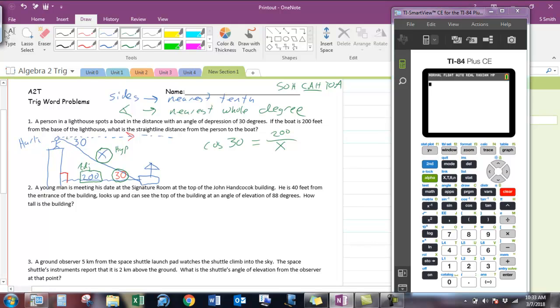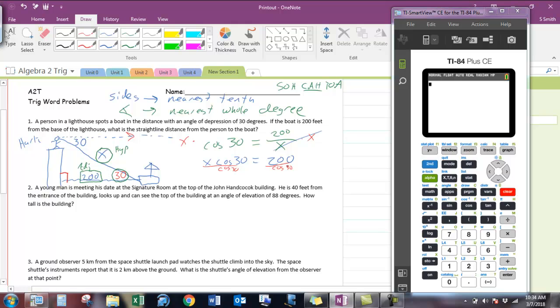So that's our setup. Draw a figure, come up with your setup, and now it's just a solving problem. Now, when x is in the denominator, we have to get x out of the denominator. And the way that we're going to do that is we're going to multiply by x on both sides. And hopefully you see that what you have here is x times the cosine of 30 is equal to, these x's are going to cancel, and we're left with 200. So x times the cosine of 30 is equal to 200. How are we going to get x by itself? We're going to divide by the cosine of 30 on both sides.